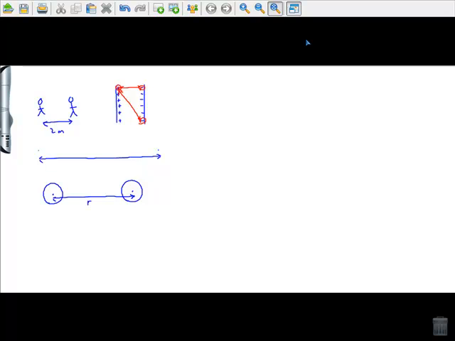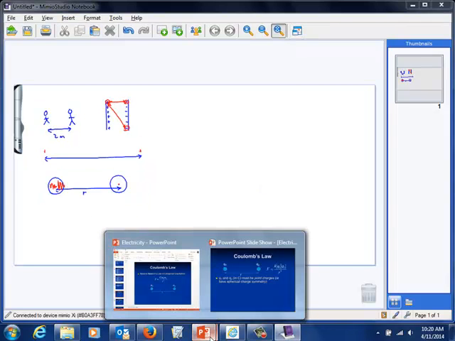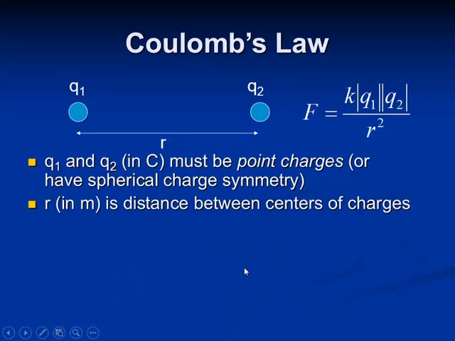Whereas for a point charge, all of the charge is the same distance away from the other charge. Or for spherical charge symmetry, as long as we go to the very middle of it, for every charge that's closer, there's charge that's further away. It averages out to be right to the center. All the calculations we're going to do are going to be for point charges, but I want you to be aware of the fact that they've got to be point charges or spherical symmetry.